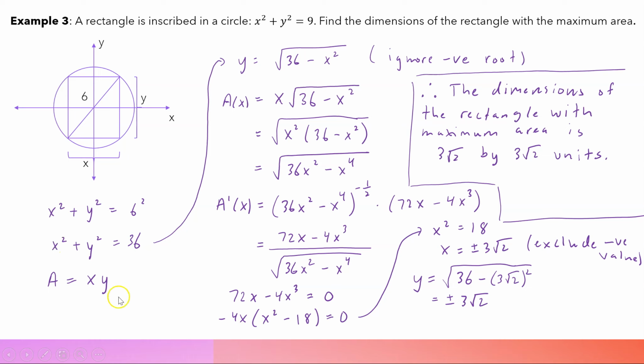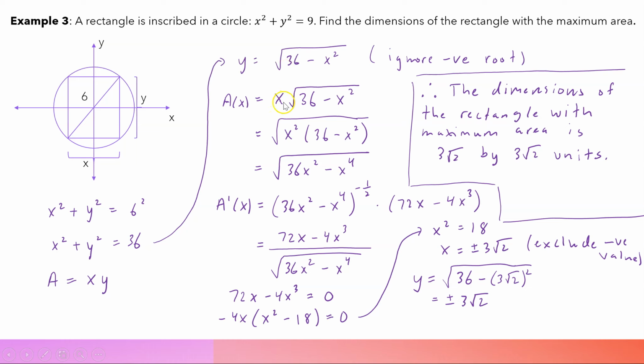And so now, in order to find the maximum area, I need the area function to be in terms of just one variable. To do that, I isolate for y in x squared plus y squared equals 36, giving me y is equal to the square root of 36 minus x squared. I ignore the negative root in this case because y cannot be a negative value since it's a length. Substituting in for y, the area function in terms of x is x times the square root of 36 minus x squared.